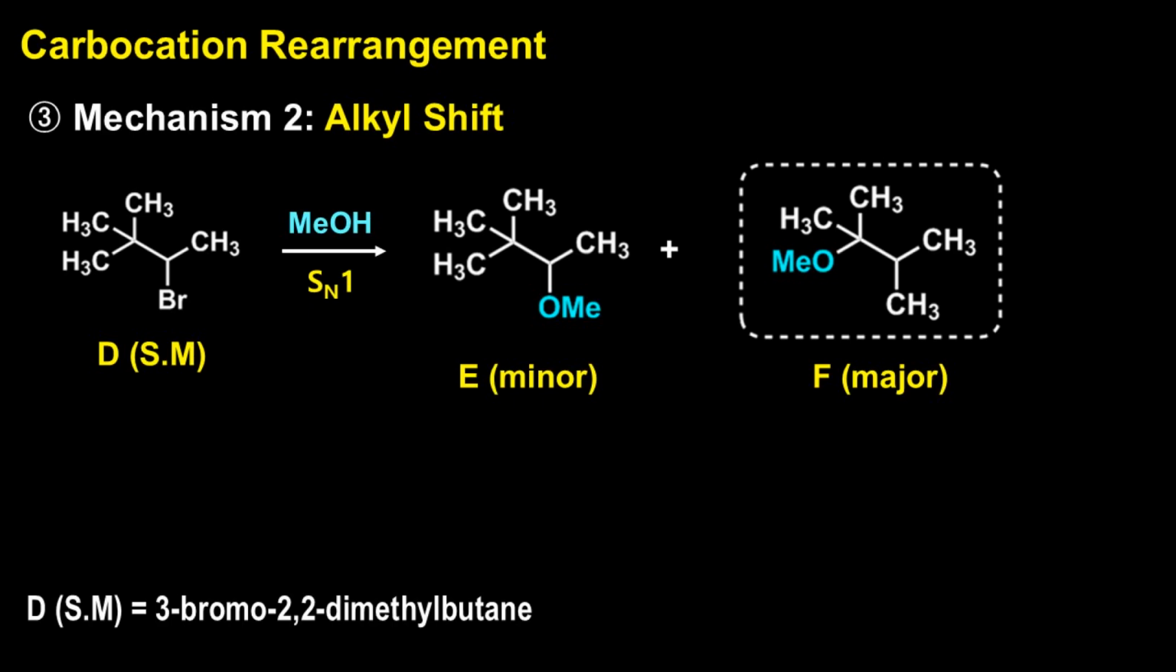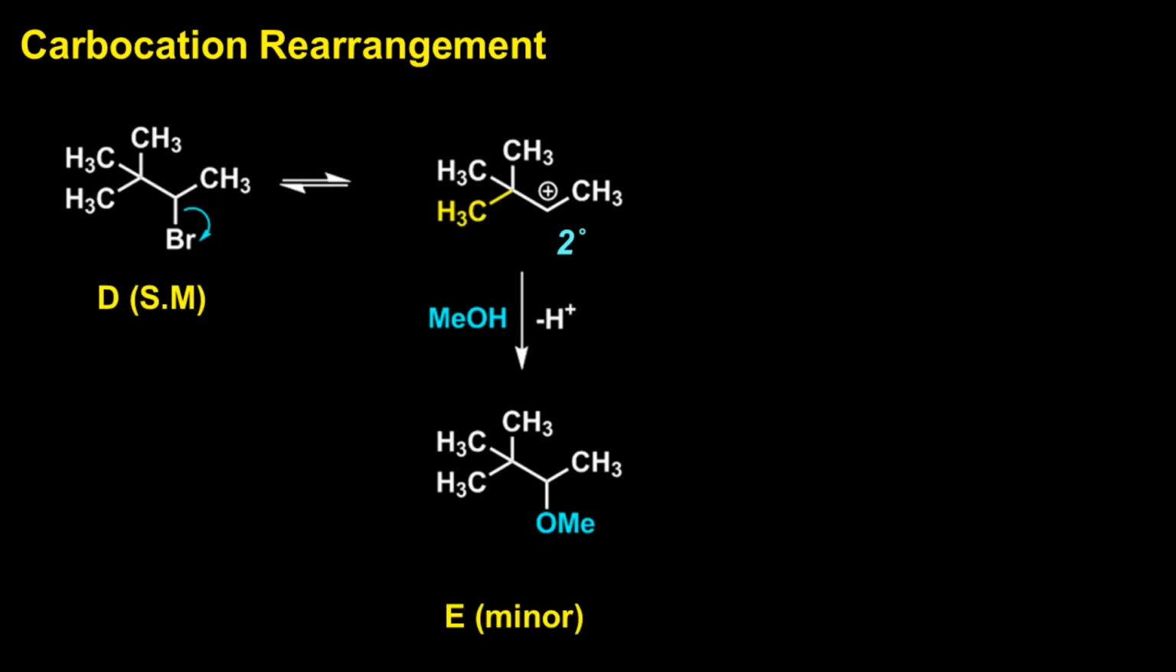So what's really happening here? Let's break this down step by step and discover exactly why stability is guiding the reaction. First, bromine leaves, creating a secondary carbocation at the initial position. Now, methanol can immediately attack this carbocation, forming a new carbon-oxygen bond. After a quick deprotonation step, we get compound E. But here's the catch. The secondary carbocation isn't the most stable intermediate possible. That's why this pathway doesn't dominate, and compound E forms only in minor amounts.